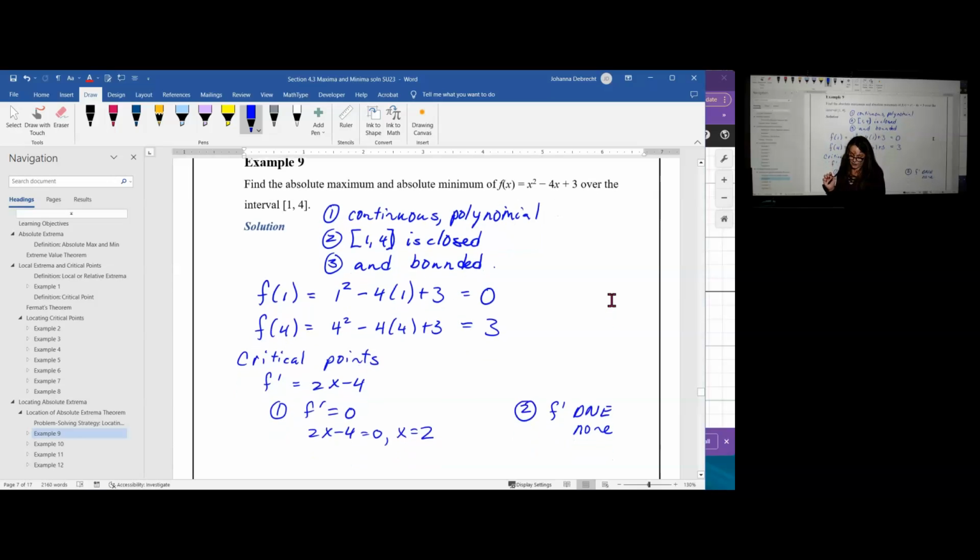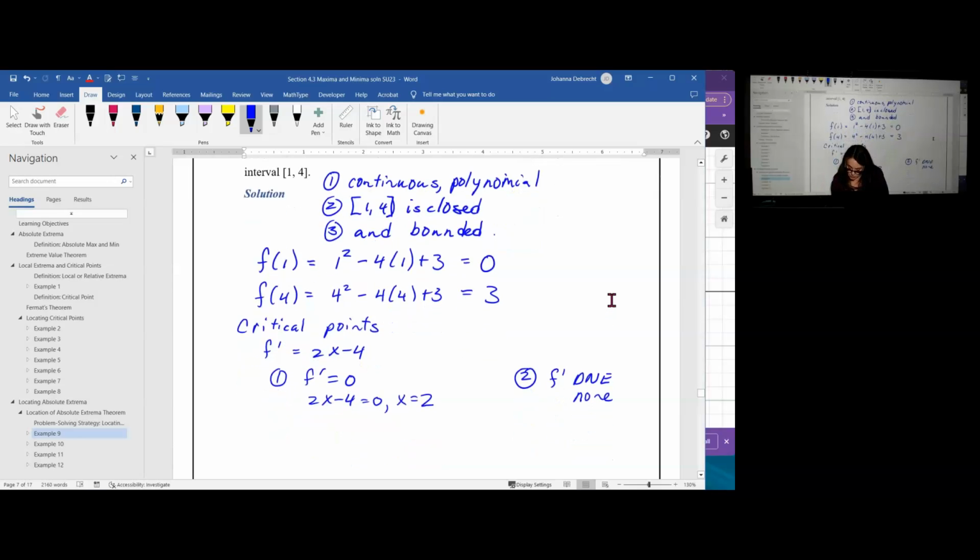Now I need to evaluate the function at x equal 2 and add that to my list. This gives me 2 squared minus 4 times 2 plus 3. This is going to give me -1.